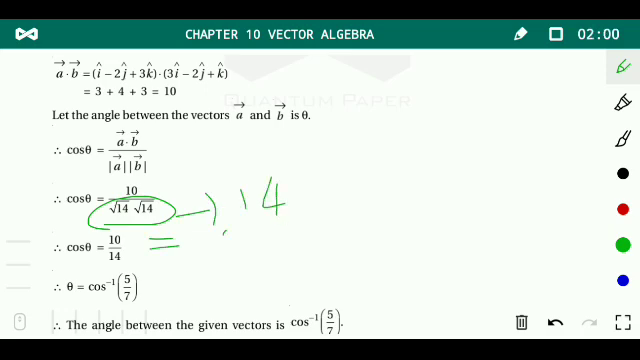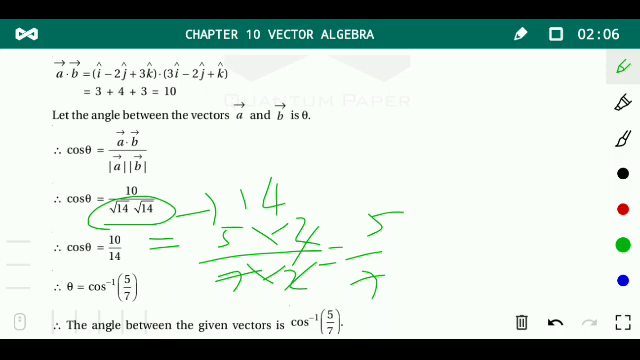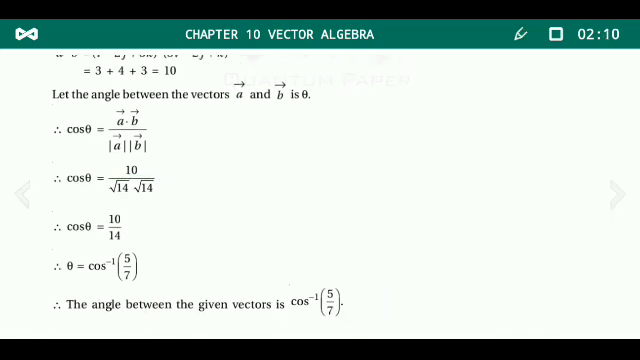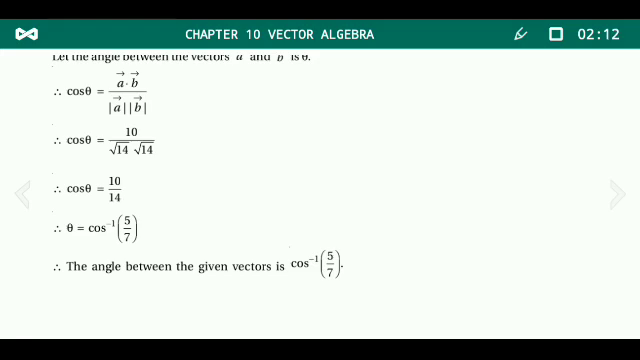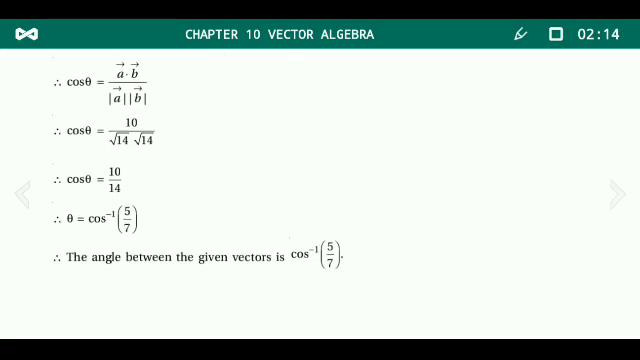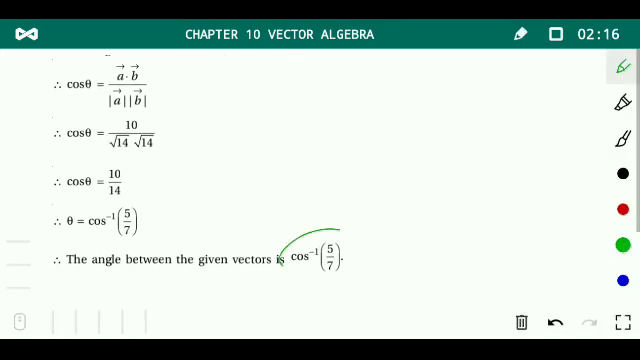Here we can write 5 2s are 10 upon 7 2s are 14. So 2 cancels out, and our answer is 5 by 7. So theta equals cos inverse 5 by 7. So the angle between the given vectors is cos inverse 5 by 7.